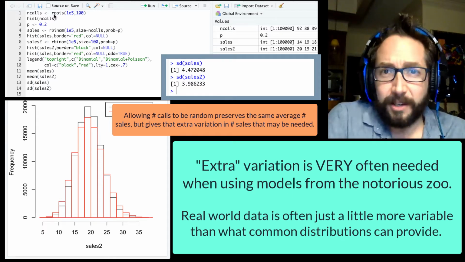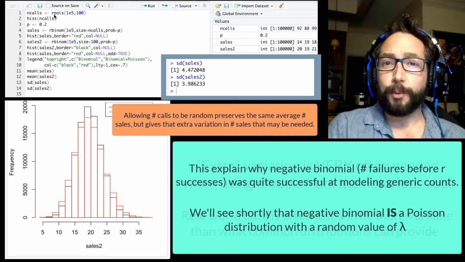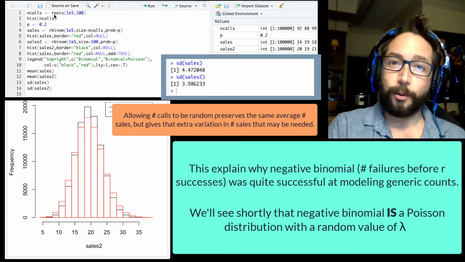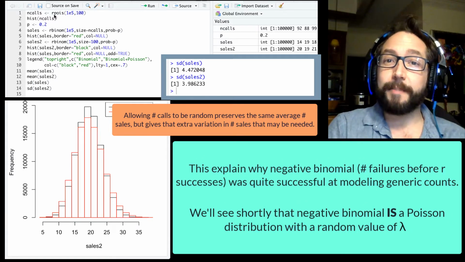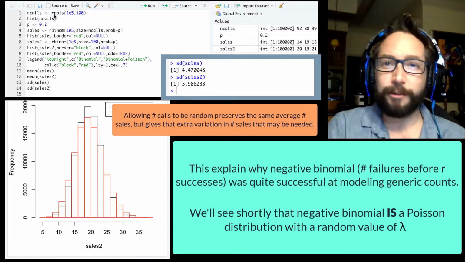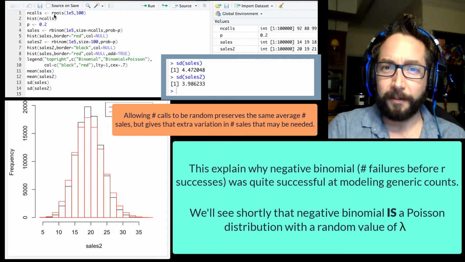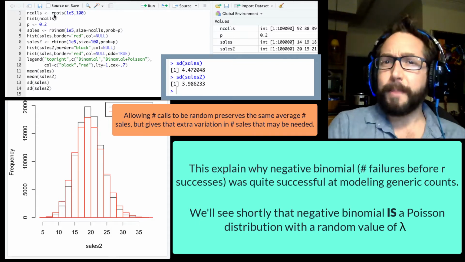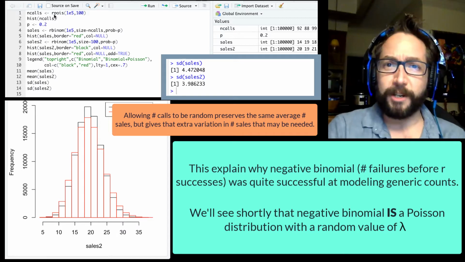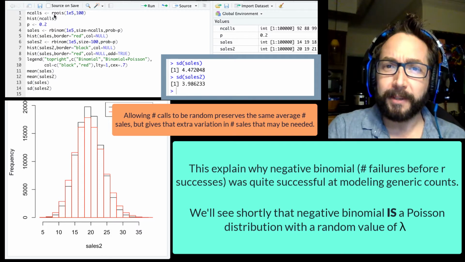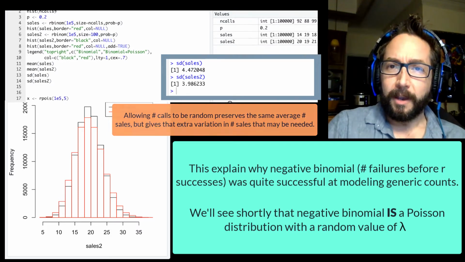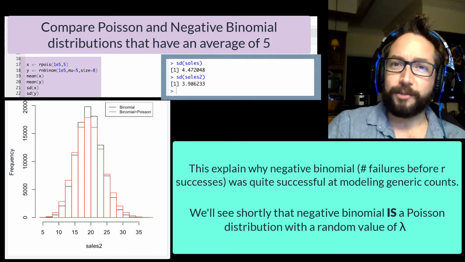And so this is something that we exploited back when we were discussing the discrete notorious zoo. We talked about how the negative binomial, which nominally counts up the number of failures until the rth success, was actually a good backup for the Poisson distribution if the Poisson distribution just wasn't quite cutting it, if there was more variability in the data. So let's compare those two histograms just to see.